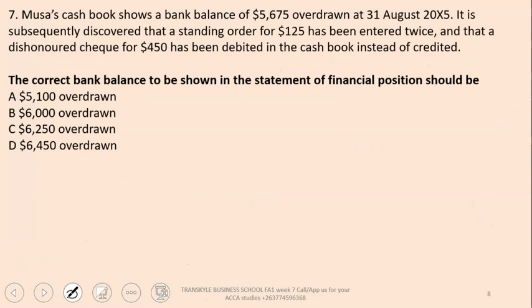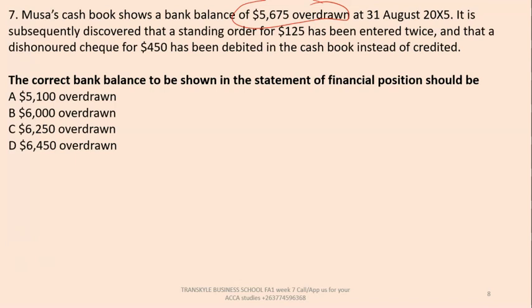Now we've got this question here on Musa. Alright, we are told that Musa's cash book balance was being shown as 5,635 overdrawn. So you can just go straight to the question. The current bank balance to be shown in the statement of financial position should be.